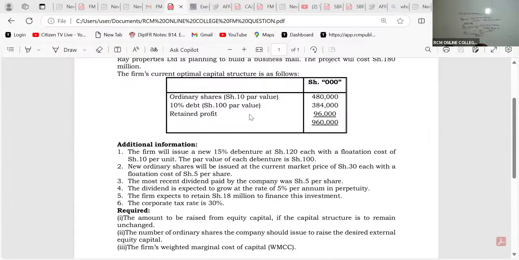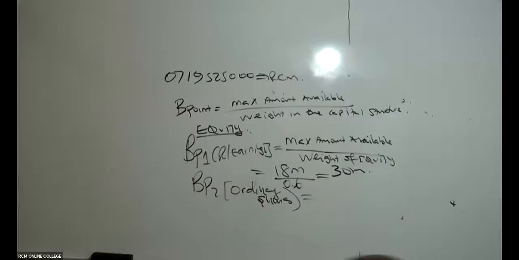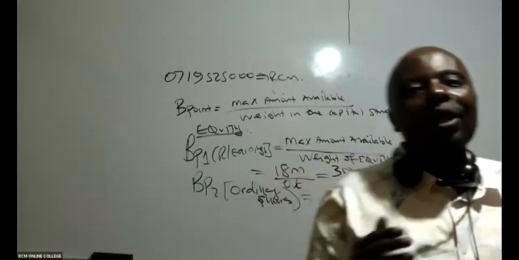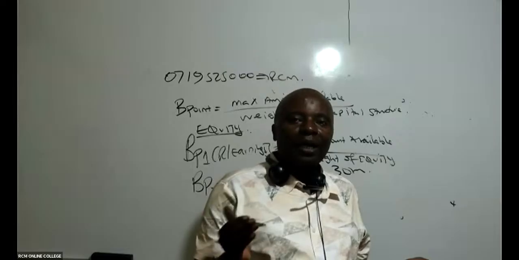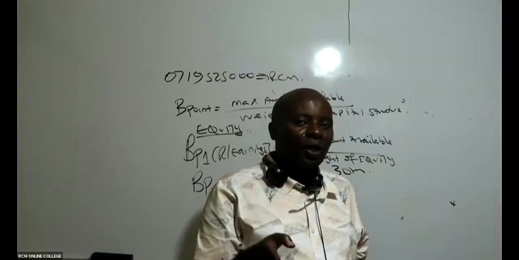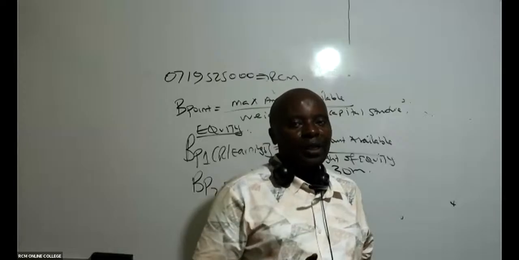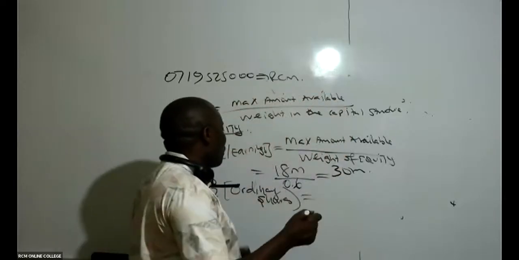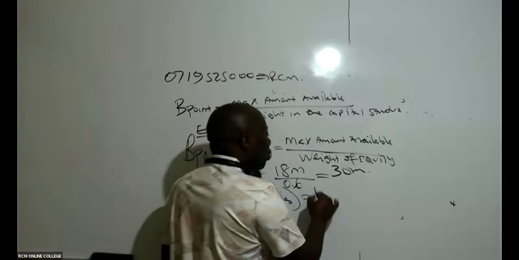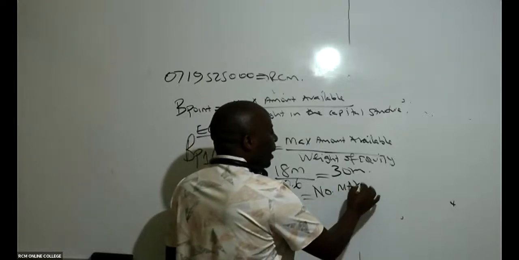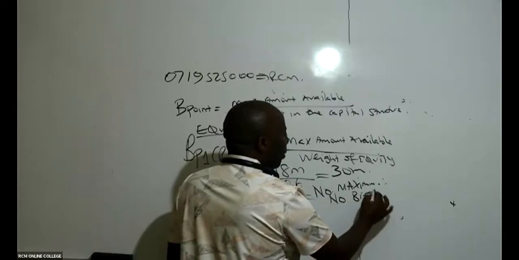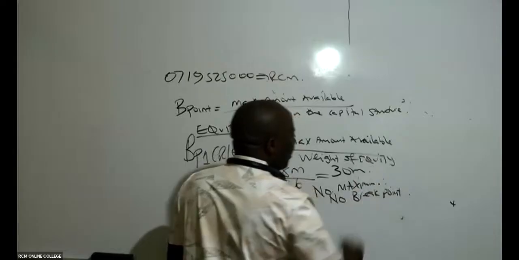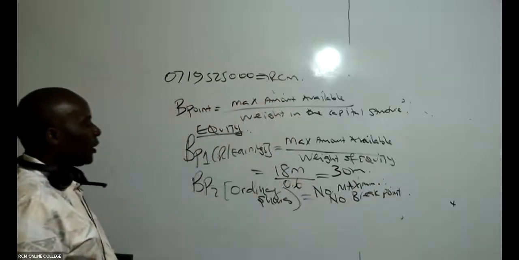They are not giving us any maximum. There is nowhere they're defining a maximum amount that we can get from ordinary shares. Like some video I watched some time back, they used to say no retreat, no surrender. The same case here: because you don't have a maximum, you simply say no maximum, and therefore no breakpoint. Please write up to here.